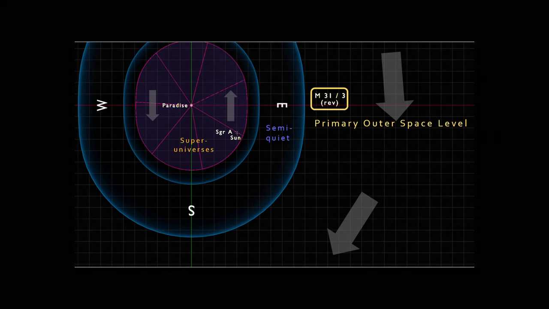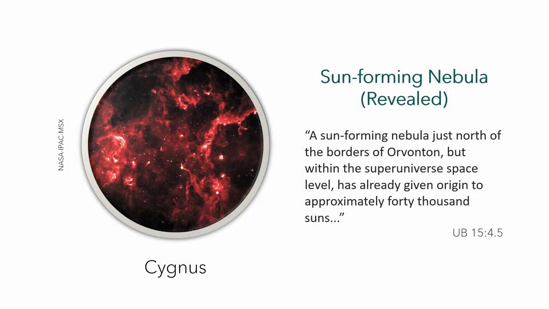Now on to Cygnus. The Urantia Book states, "A sun-forming nebula just north of the borders of Orvington, but within the superuniverse space level, has already given origin to approximately 40,000 suns."